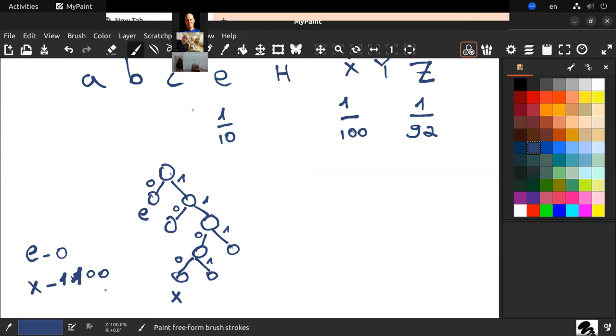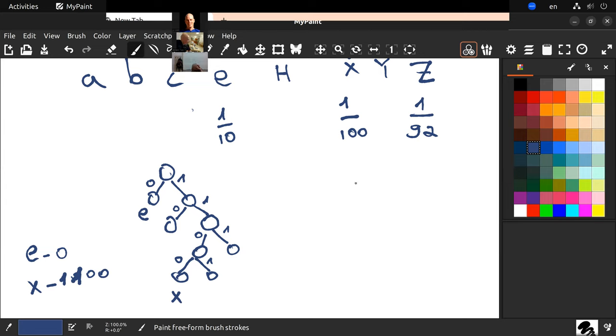There is a proof, not a very complicated proof, that this code is the optimal one, in expectation. I could have done much better if I didn't encode a single letter, but two letters, for example. Because you understand why?